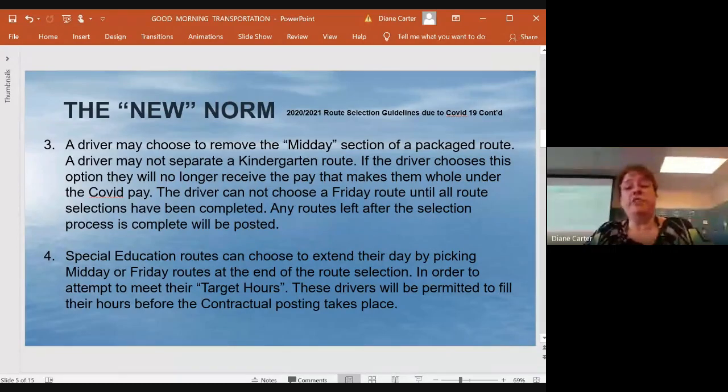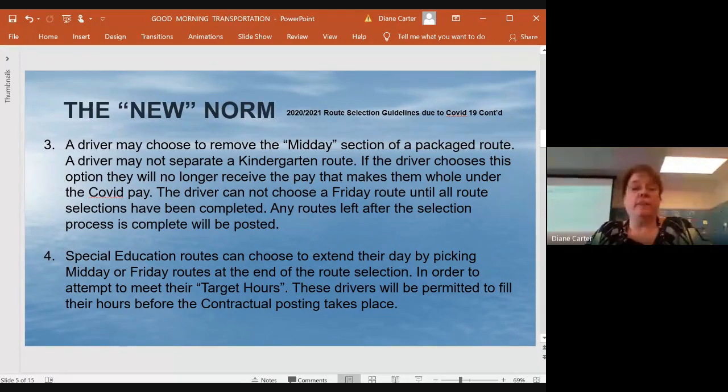If the driver chooses this option, they will no longer receive the pay that makes them whole under the COVID pay. So if you choose to remove that because you just don't want to drive in the middle of the day, then you will change your hours per week, and you will no longer be obligated to fulfill your target hours. The driver cannot choose a route until all routes have been selected, and any routes that are left over after the selection process is completed will be posted.